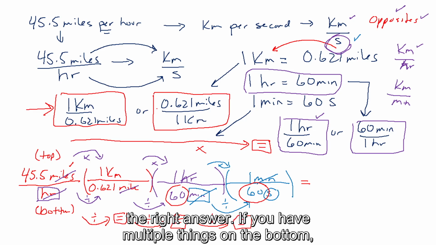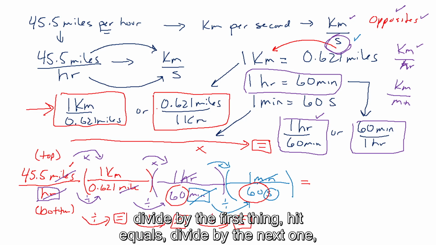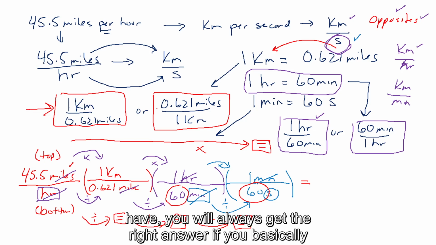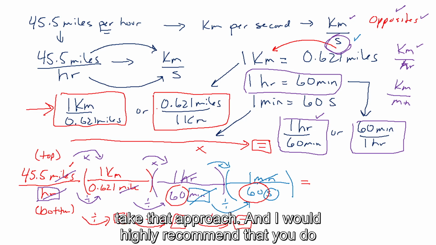It happens a lot when people try to put a bunch of things in at once in their calculator, never gets the right answer. If you have multiple things on the bottom, divide by the first thing, hit equals, divide by the next one, hit equals, divide by the next one, hit equals. However many you have, you will always get the right answer if you take that approach. And I would highly recommend that you do that.